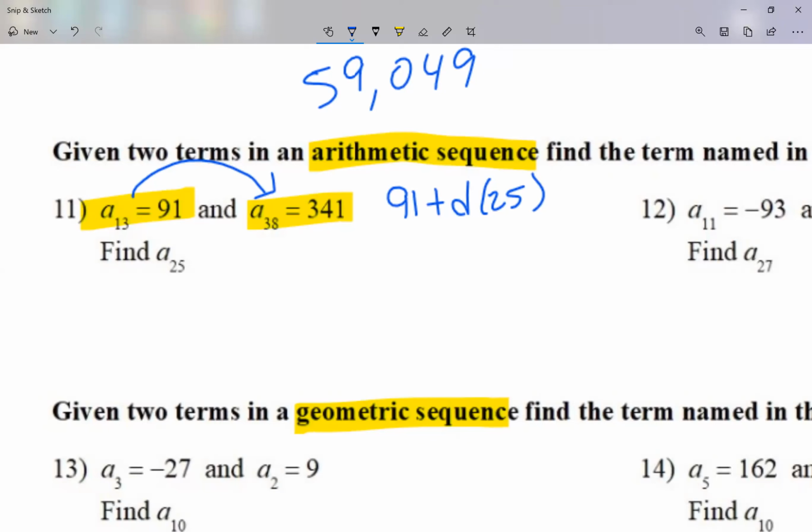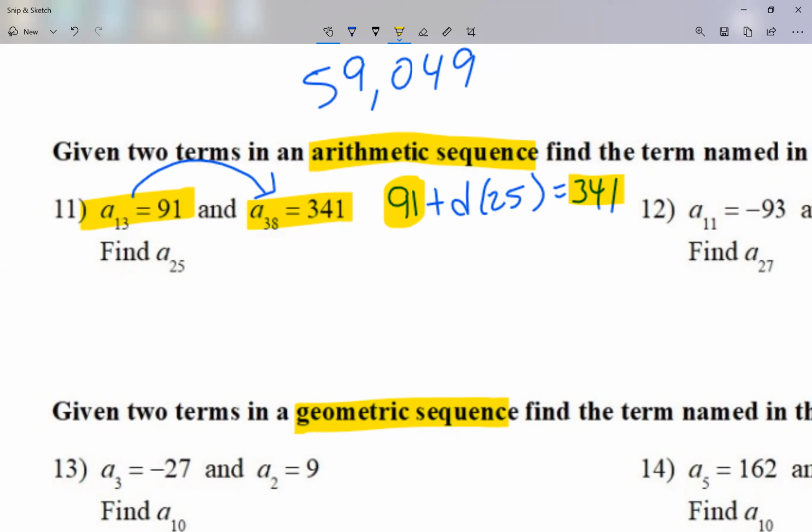How did I get the 25? I just subtracted 38 minus 13. That's really how I got 25. And this is going to be equal to 341. Notice where I got these numbers from. So 91, I'm going to add the difference 25 times, and it's going to give me 341.